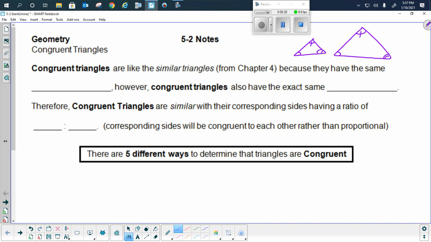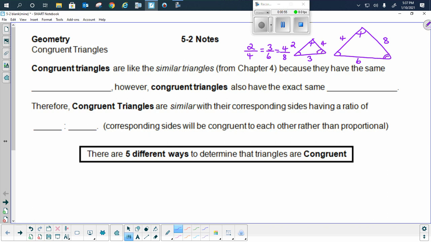And then remember, our sides were proportional, right? So like the two smallest sides, 2/4, since they're going the same direction, had to equal the ratios. The 3/6 had to equal the 4/8. And all of those reduced to 1/2. And so those were similar.